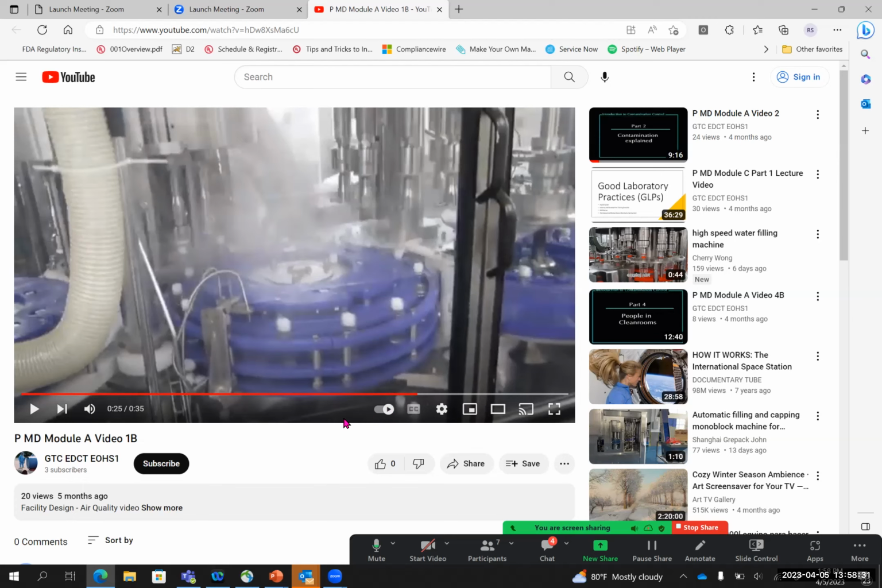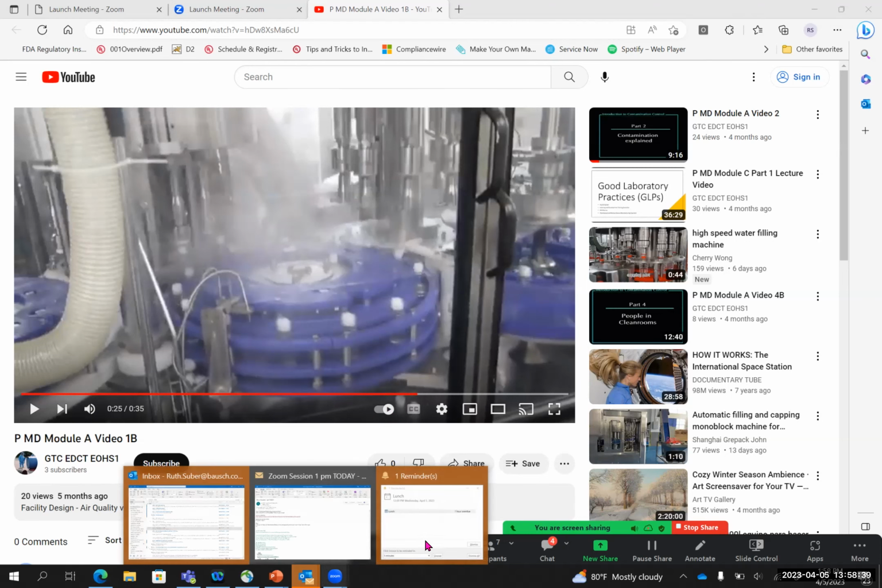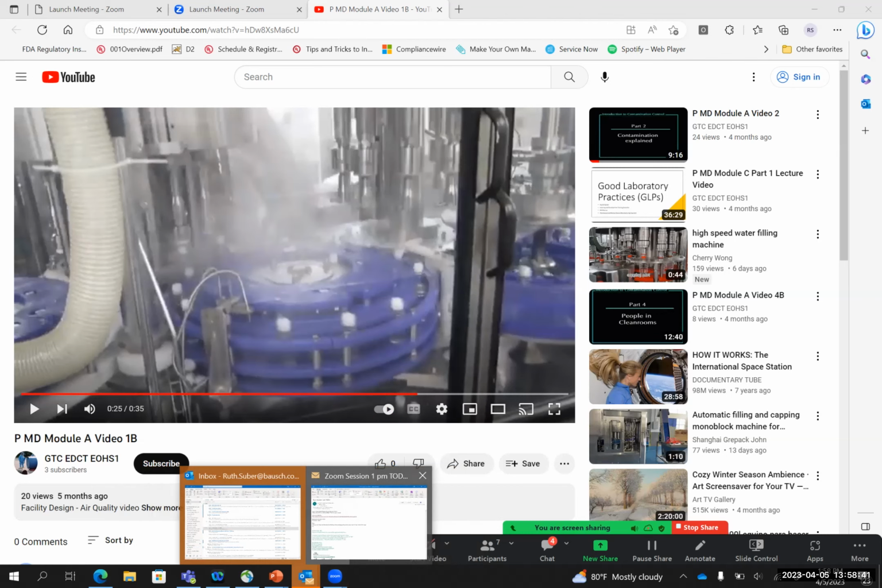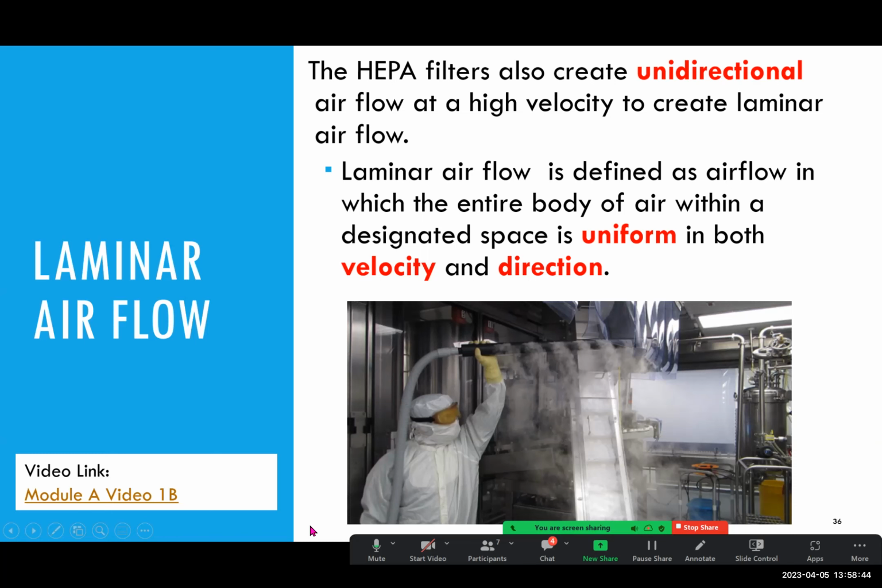And let's say that we have air that has touched the floor. I wouldn't want the air that has touched the floor where we've been walking, pushing different machines and those sorts of things, to be coming in contact with my bottles. So we purposely control how the air flows.